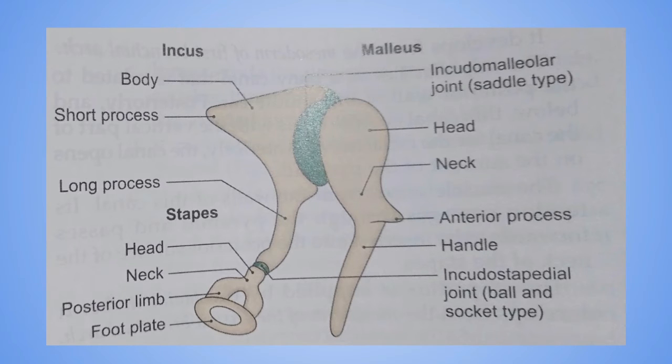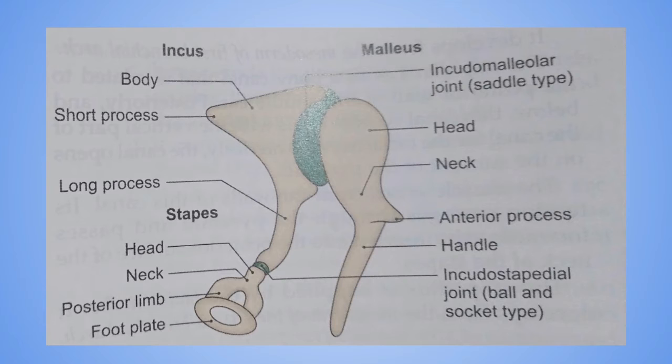The following parts of it are basically five. First of all, the rounded head. The rounded head lies in the epitympanic recess. It articulates posteriorly with the body of the incus. It provides attachment to the superior and the lateral ligaments. Next part is the neck. The neck lies against the pars flaccida and is related medially to the chorda tympani nerve.